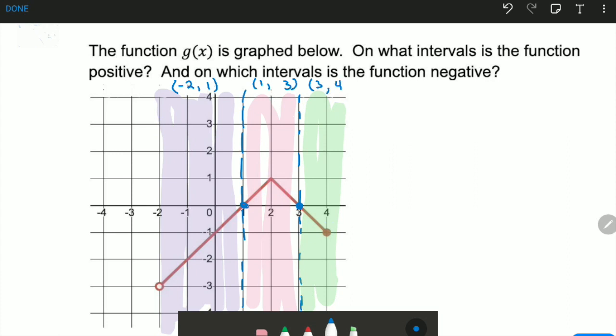Now, unlike most of the other intervals that we have had, because this one is ending and not going all the way to infinity, on top of that, it has a solid dot as that endpoint. We need to include that endpoint in our interval. So there are our 3 intervals. Now we just need to separate them into positive and negative.